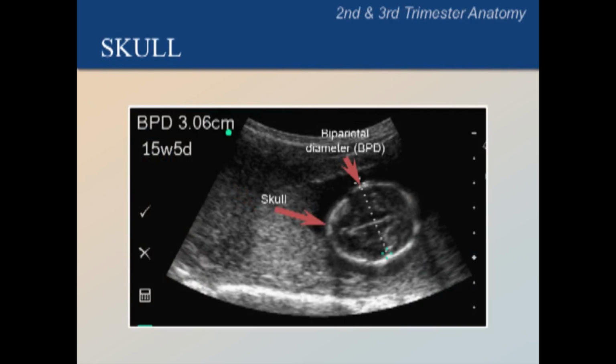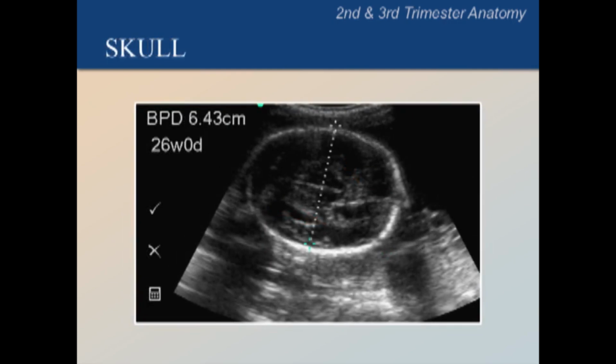The skull is oval on cross-section, and in the next lecture, we will show you how to measure the skull to determine the gestational age of the fetus. The dashed line here shows the measurement of the biparietal diameter, or BPD, which allows estimation of the gestational age. This fetus is 15 weeks and 5 days in gestational age.